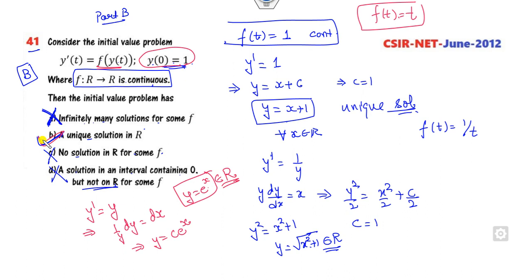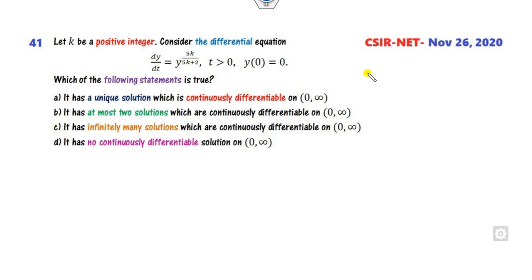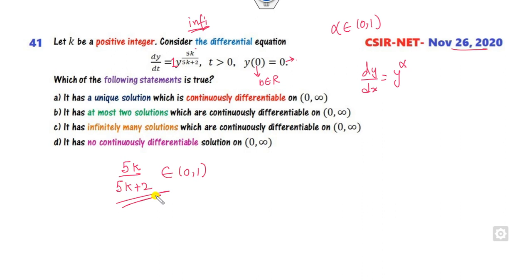Okay, so again this is of the same form, and you can see that each year this kind of question will be asked. If alpha lies between 0 and 1, the constant is 1, this is my real number, this is my 0, so definitely it will give you the infinite solution if this number 5k over 5k plus 2 lies between 0 and 1. Clearly it lies there because the denominator is greater than the numerator. So that means it has infinitely many solutions here. No continuous solution is cancelled out, at most two solutions is cancelled, unique solution only when this value is greater than 0. So this is cancelled out, the right answer is C.